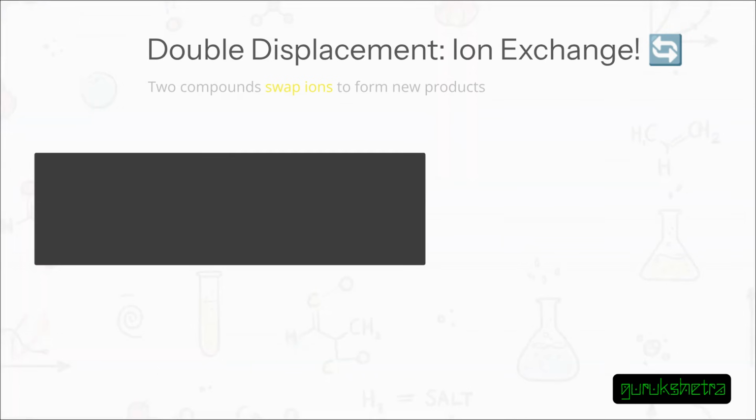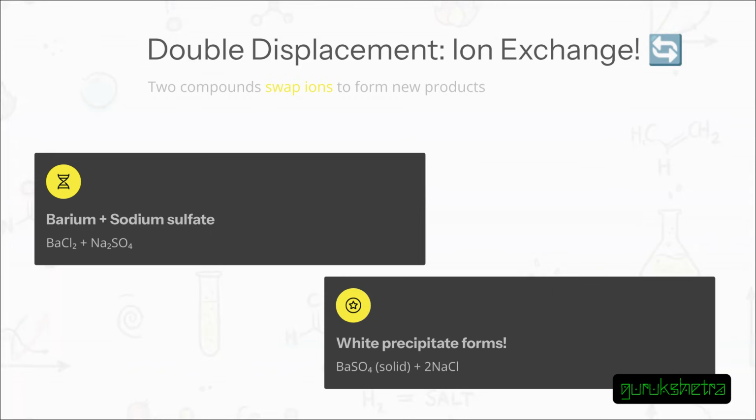But in a double displacement reaction, like mixing barium chloride and sodium sulfate, it isn't a hostile takeover, it's a mutual exchange. The two compounds basically just swap their ions. Barium pairs up with sulfate, and sodium pairs up with chloride. This type of reaction often creates a brilliant solid surprise that drops right out of the liquid, known as a precipitate, like the sudden formation of this solid white barium sulfate.